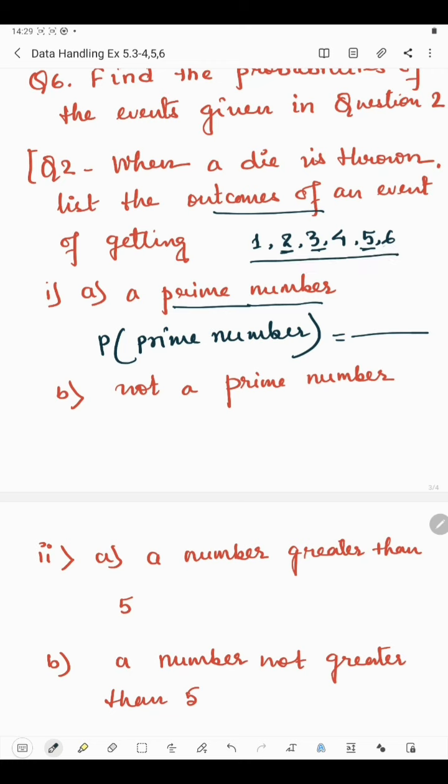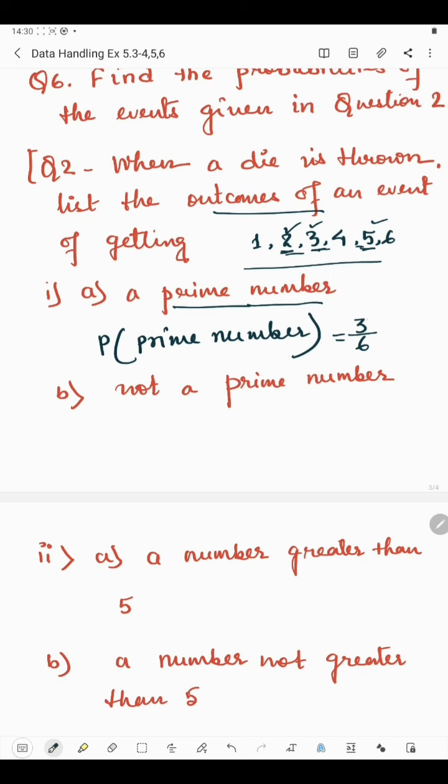So here total outcomes are 6, so it will be 6. Out of which there are 1, 2, 3 prime numbers. Since 3 prime numbers are there, these 3 are called favorable outcomes, which we'll write in the numerator. So the probability of getting a prime number will be 3 by 6.